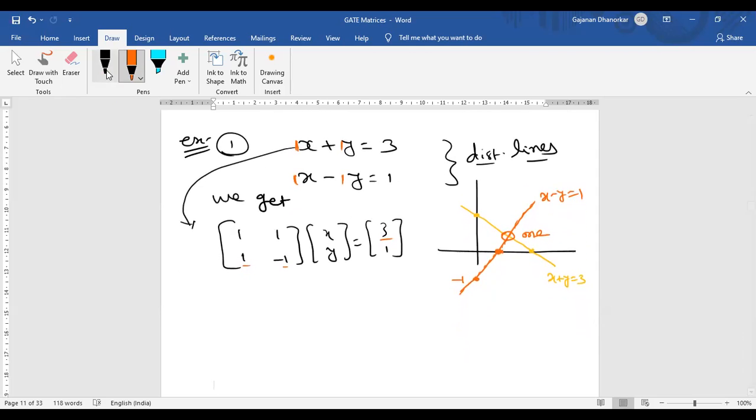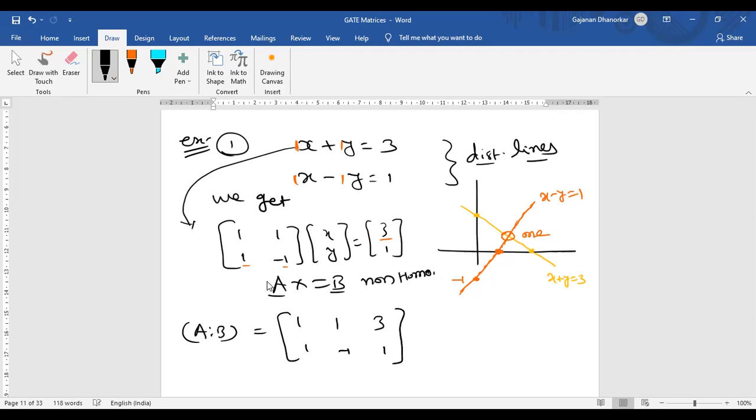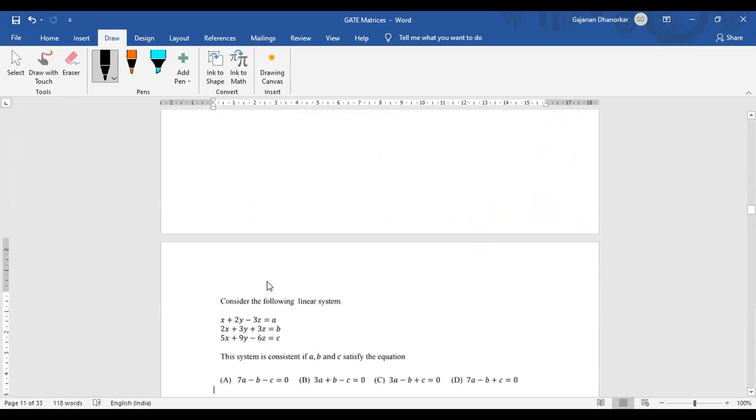Now, this is our matrix system AX is equal to B, and this B is not equal to 0, therefore this is non-homogeneous. What is the A matrix? This is the coefficient matrix, 1 1, 1 minus 1, and this is 3 and 1. Now we have to convert this.